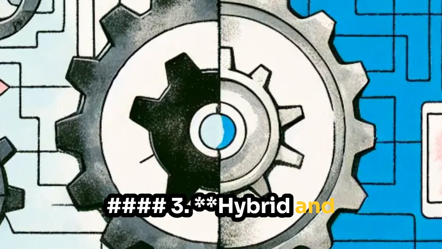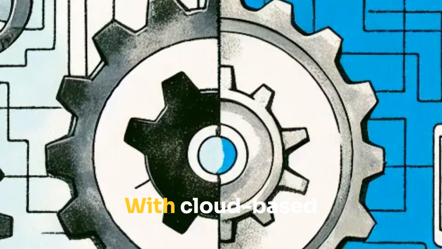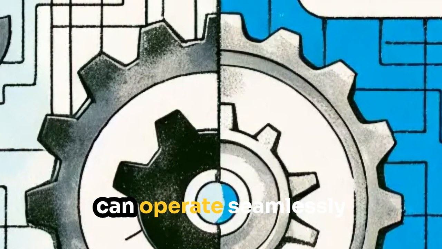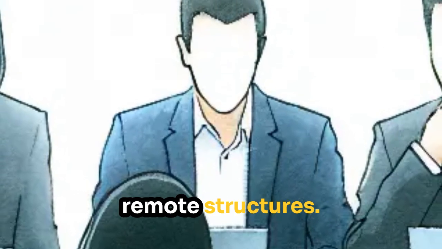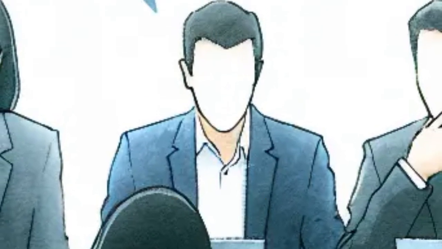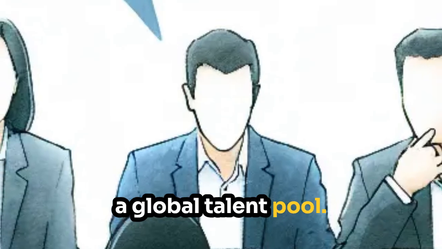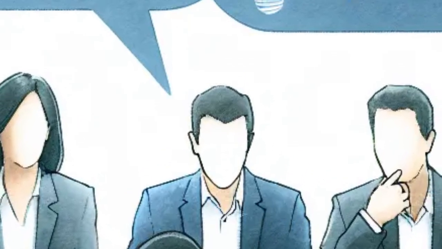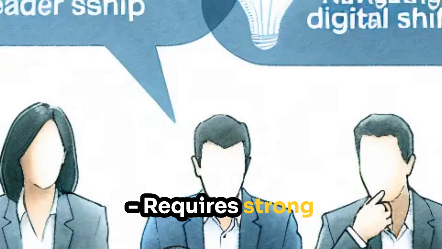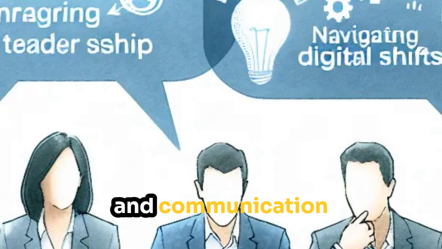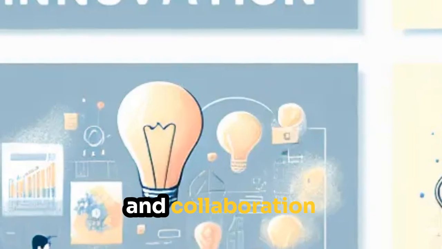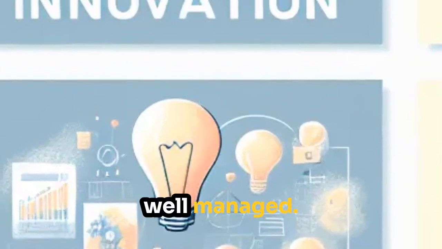3. Hybrid and remote-first structures. With cloud-based tools and collaboration platforms, organizations can operate seamlessly across locations, enabling hybrid or fully remote structures. Pros. Expands access to a global talent pool. Reduces costs associated with physical offices. Cons. Requires strong digital infrastructure and communication strategies. Can lead to engagement and collaboration challenges if not well managed.